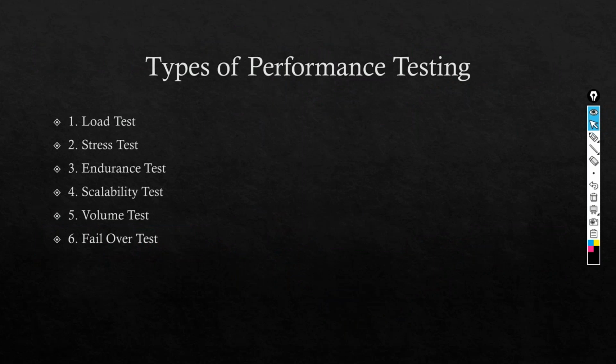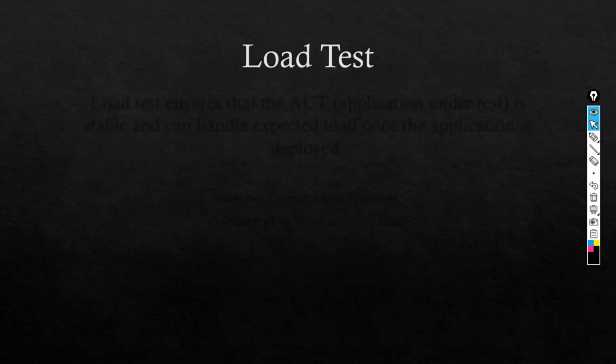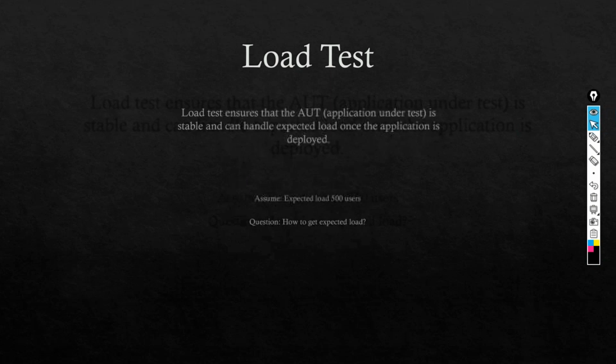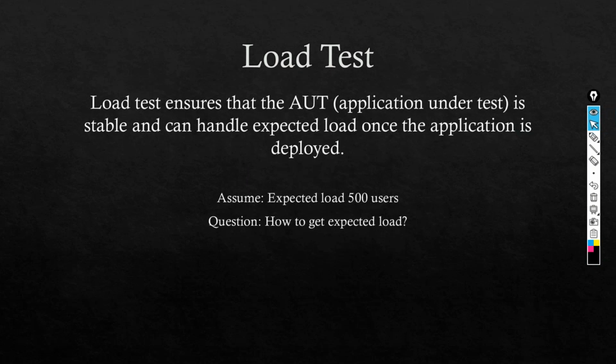I have mentioned here different types of performance testing. You see load test, stress testing, endurance test, scalability test, volume test, failover test. These are different types of tests that we work on in our performance testing projects. So let's begin with the first one, load test. As it says, load test ensures that the application under test, we call it AUT.